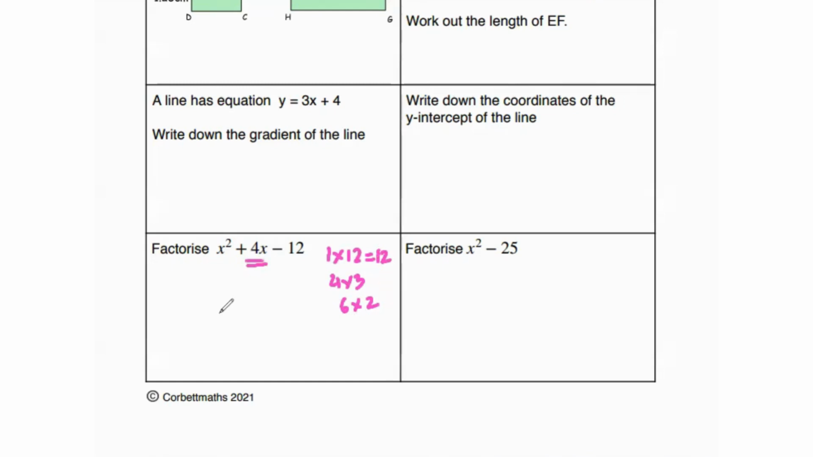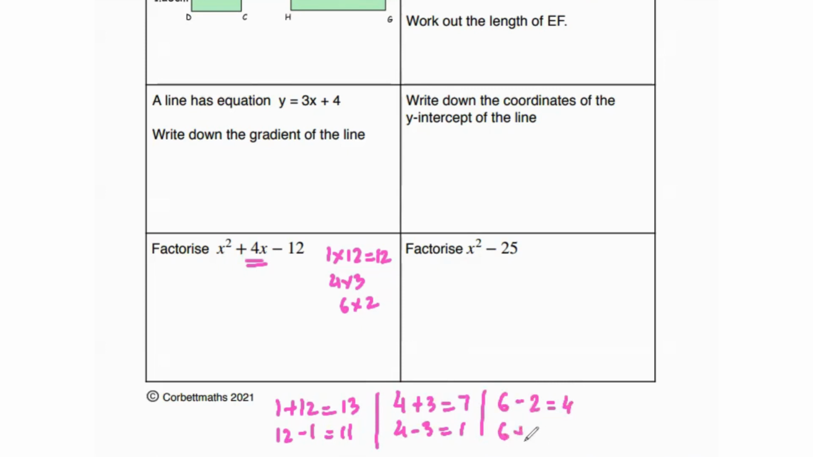We know 1 plus 12 is 13 and 12 minus 1 is 11. So 1 times 12 is not one of our options. 4 plus 3 is 7. 4 minus 3 is 1. So 4 and 3 are also out of our options. 6 minus 2 is 4, and 6 plus 2 is 8. As you can see, 6 minus 2 gives us 4, which is the middle term. So we can use 6 minus 2 to replace 4x.